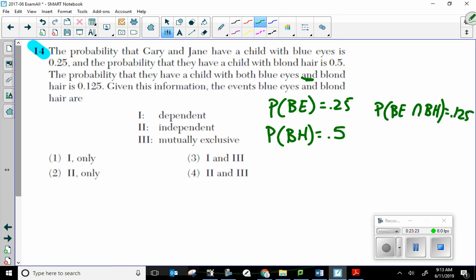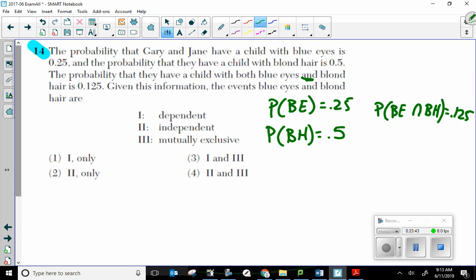All right. Given this information, the events blue eyes and blonde hair are dependent, independent, or mutually exclusive. Anytime they ask you something like this, it is going to check for independence. It's either independent or not.